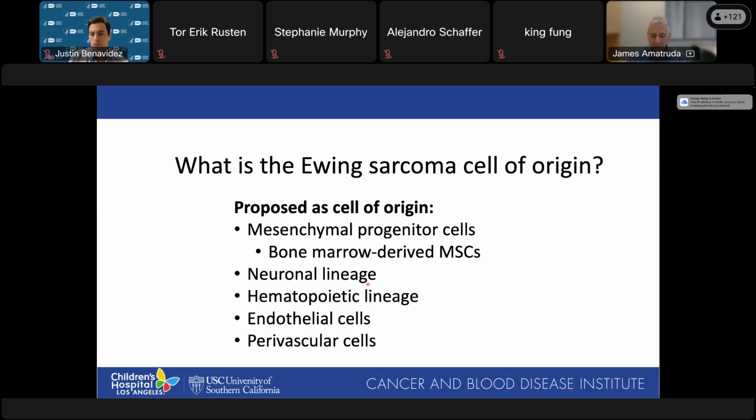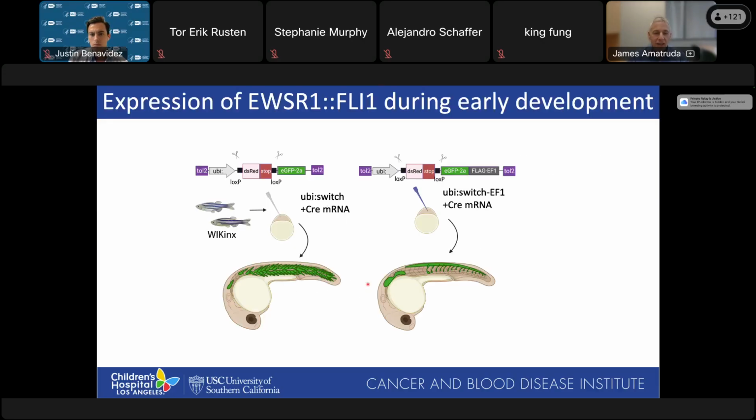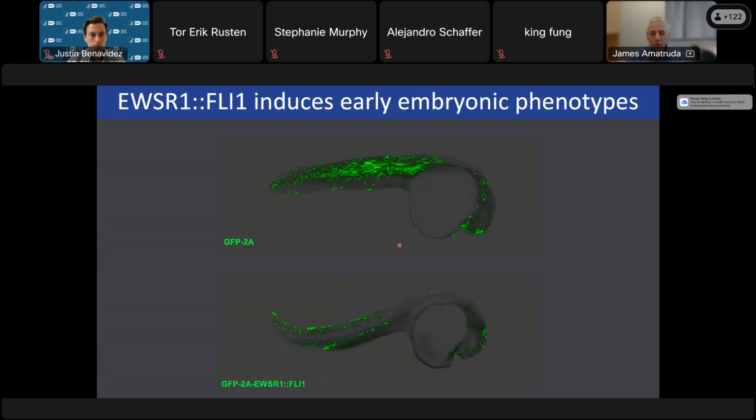So it's really remained a mystery. And in our case, we decided to go back and look more carefully at this mosaic model, again, in which we introduced Cre-inducible expression of the fusion protein into individual cells. And we looked at the embryos and asked, what are the surviving cells?